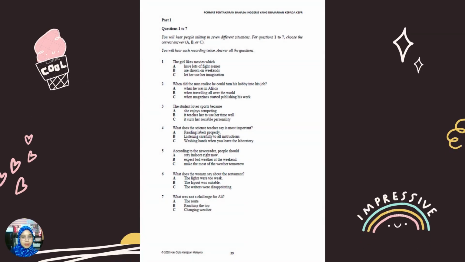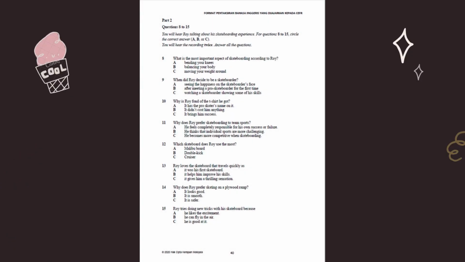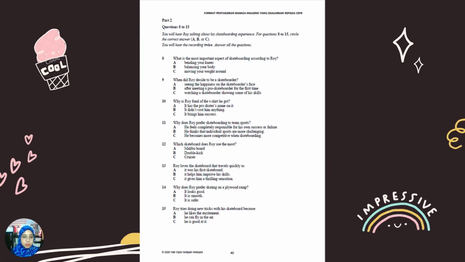Okay, so let's look at the examples. This is the example for part 1. In part 1 you will have items 1 until 7, and this is from one audio. So the first audio is for items 1 until 7. And then you have another round of audio for part 2, items 8 until 15. For part 2, it is also MCQ, with options A, B, and also C.